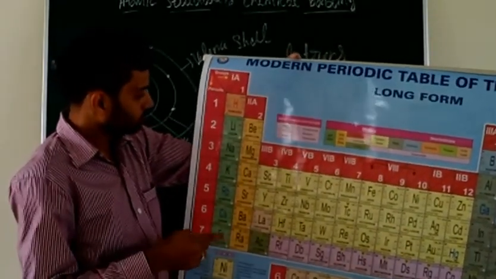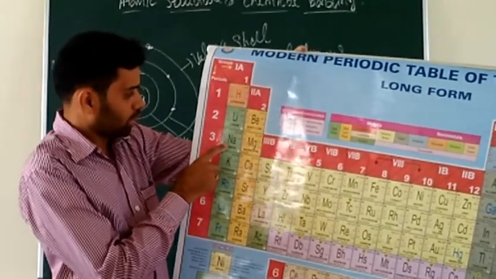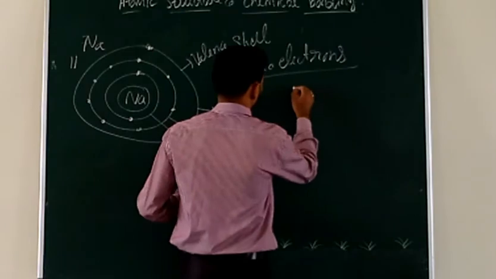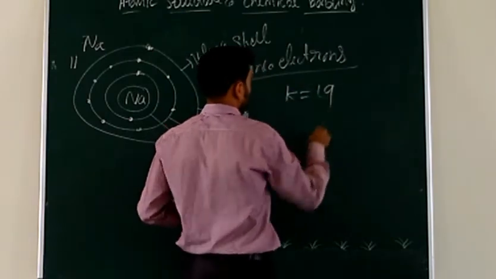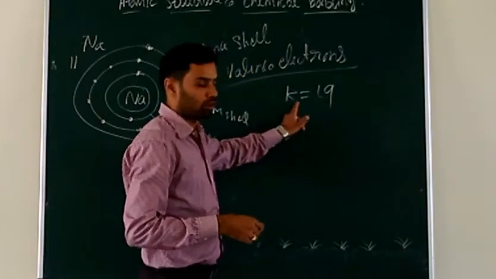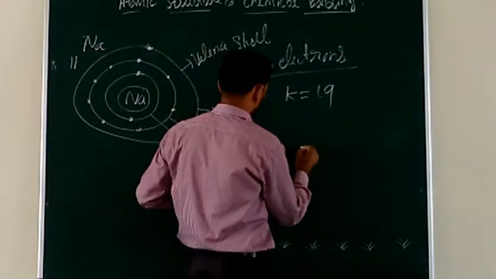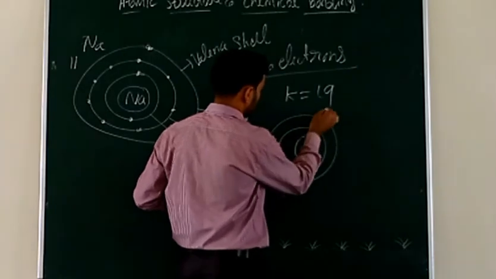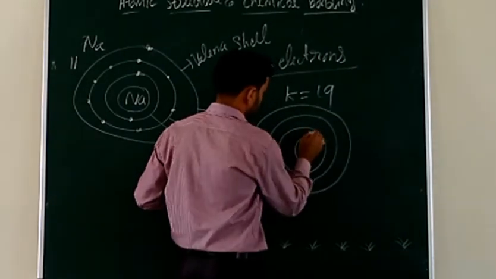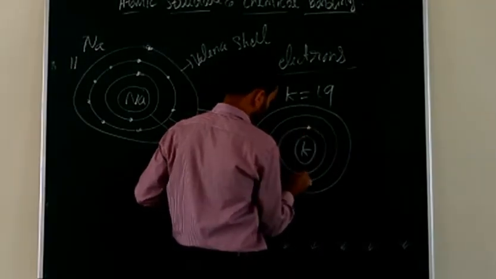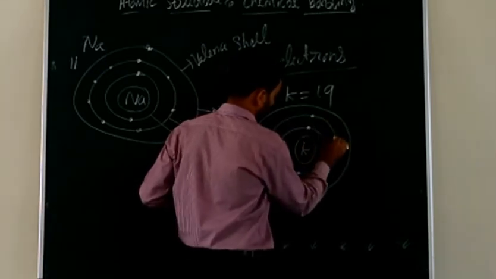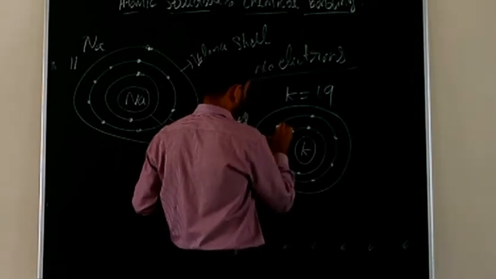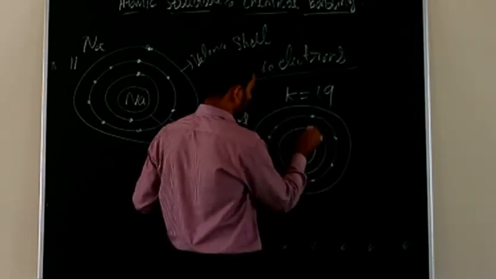Now, first I took sodium. What is the atomic number of potassium? The atomic number of potassium is 19. Let's fill that. So there is the nucleus, then the K shell, L shell, M shell. In the K shell we can fill 2 electrons, in the L shell 8 electrons. 8 plus 2 is 10.